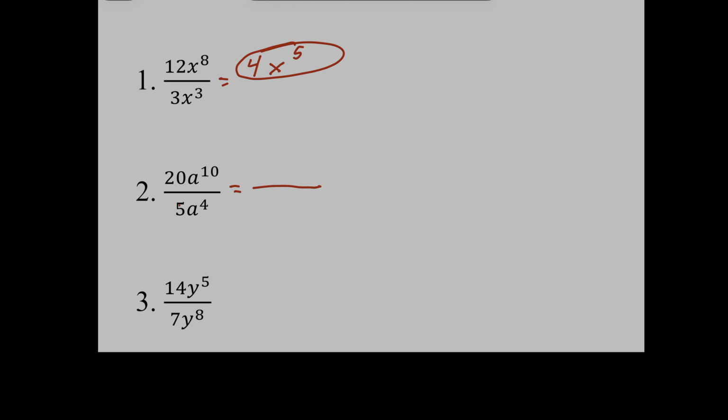All right, what's 20 divided by 5? That's a 4. I have 10 A's on top, 4 A's on bottom. I'm going to subtract, and I'm going to leave them on top because there's more on top.